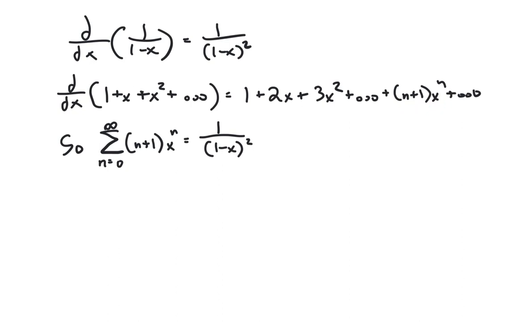So what I can say here is I have this new series where I know what it equals. So if I have n plus 1 times x to the n, because remember that's the generic term in this infinite polynomial here, well, that's just 1 over (1 minus x) all squared. And that's another important one to remember. That will come up during this class quite a bit.